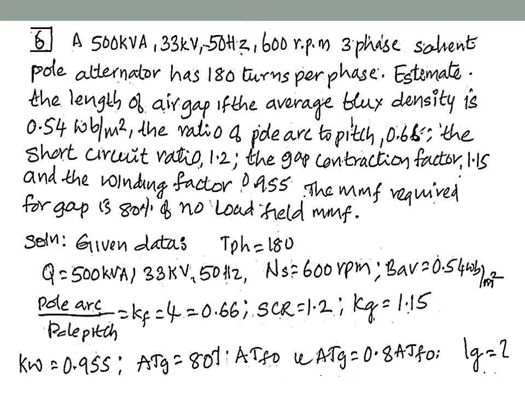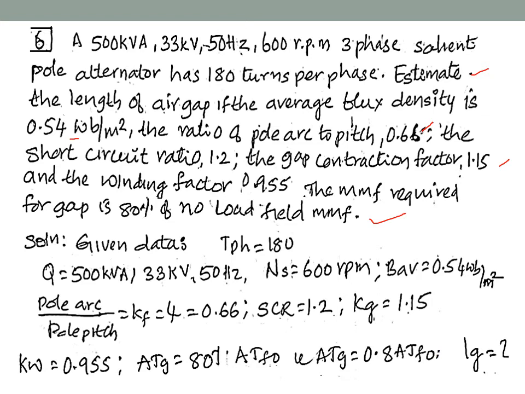Now this is another type of problem. A 500 kVA, 33 kV, 50 Hz, 600 RPM, 3-phase salient pole alternator has 180 turns per phase. Estimate the length of air gap if the average flux density is 0.54 Weber per meter square. The ratio of pole arc to pole pitch is 0.66. The short circuit ratio is 1.2. The gap contraction factor is 1.15. And the winding factor is 0.955. The MMF required for the gap is 80% of the no load field MMF. So we have to estimate the length of air gap.